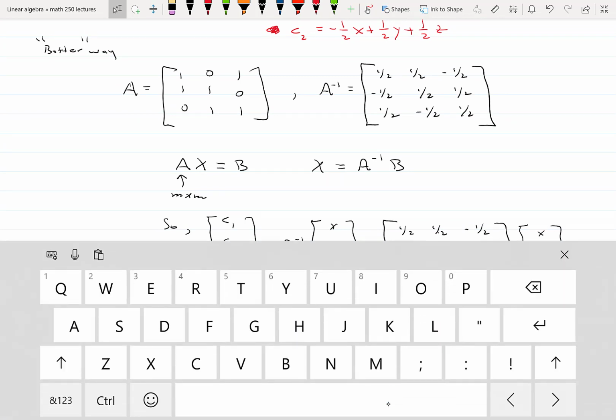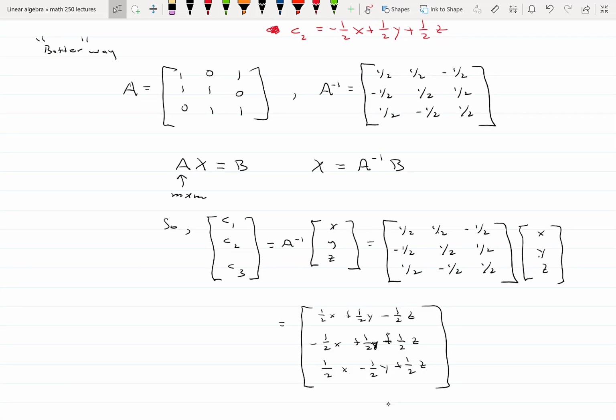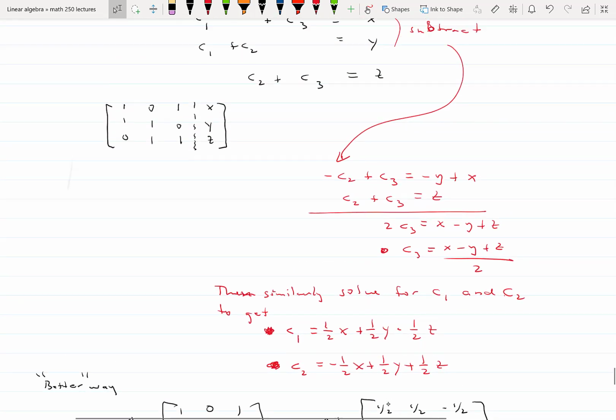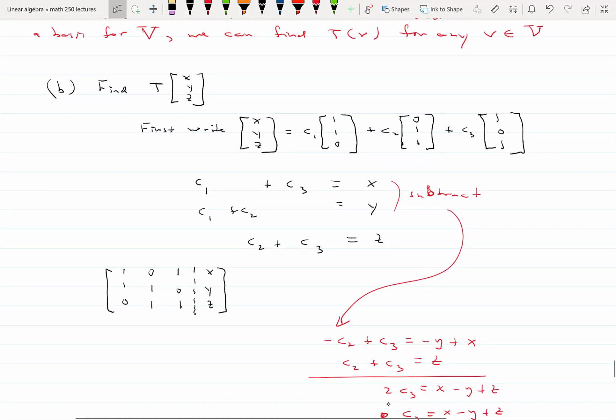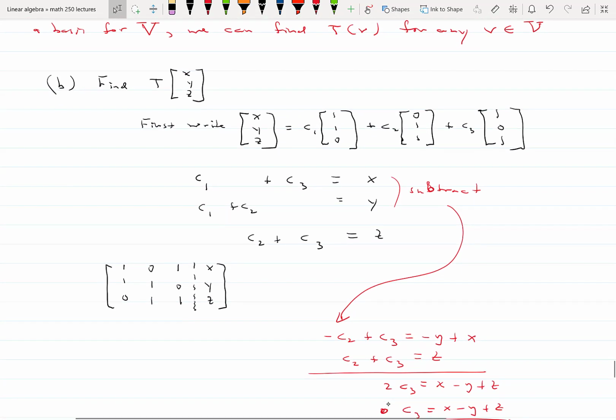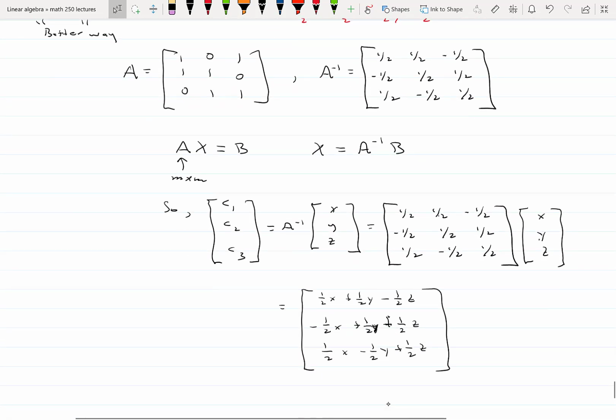Okay, so what did we accomplish? Let's not get too lost in all this matrix arithmetic. We were trying to find the action of the linear transformation on an arbitrary point in R3, X, Y, Z, if we just know the action on a basis. The very important thing is if we know the action of a linear transformation on a set of basis vectors, then we can find the linear transformation for any vector. That's real important. So I wrote X, Y, Z in terms of the basis vectors. That means I need to write X, Y, Z as a linear combination with C1, C2, and C3. I found C1, C2, C3.